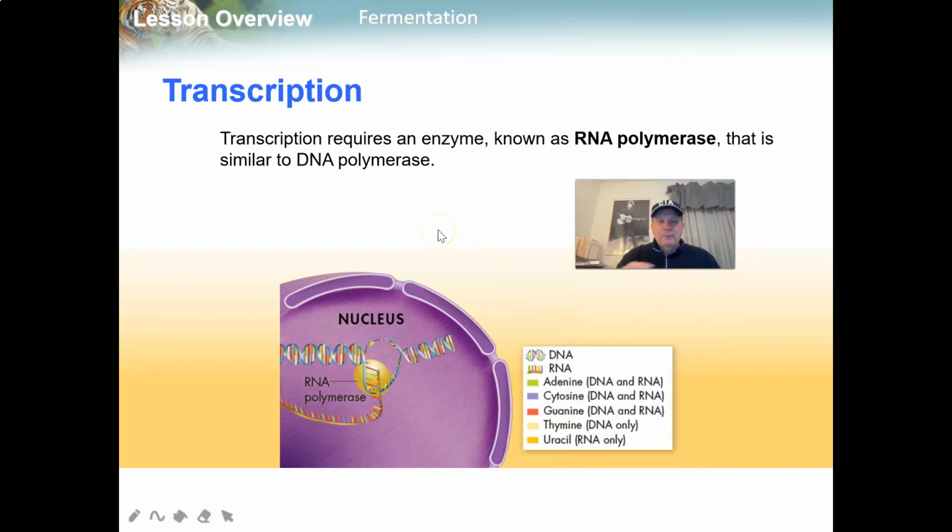Transcription requires an enzyme known as RNA polymerase that is similar to the DNA polymerase. The RNA polymerase unzips the DNA, remember the two strands, unzips it, and then creates the RNA. So remember in DNA replication we had helicase unzip and the polymerase made the other part of the DNA, but in this case, the RNA polymerase unzips and creates.